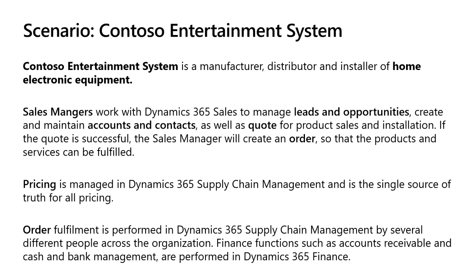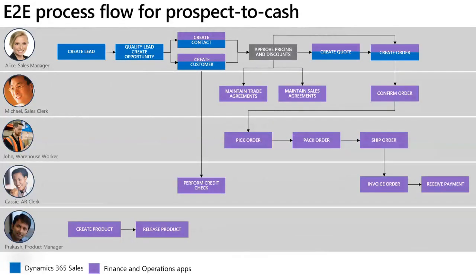From a pricing perspective, pricing and discounts are maintained in supply chain management, and this is considered the single source of truth for all pricing and discounts. Order fulfillment is also performed in supply chain management by various people across the organization. And from a finance perspective, this is leveraging Dynamics 365 Finance. So think of payments and cash and bank management as supporting processes.